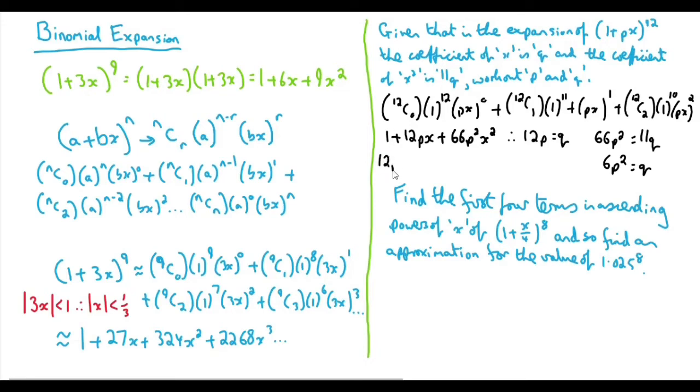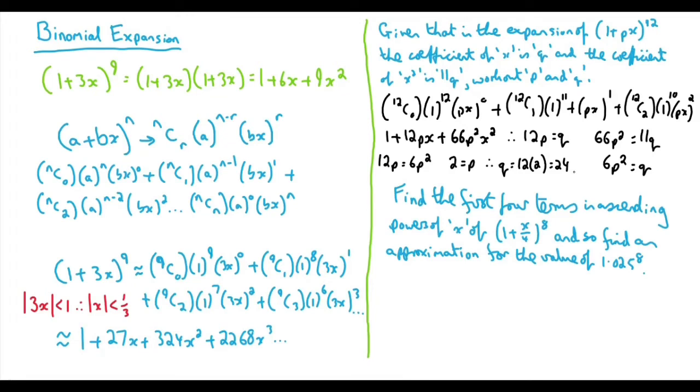So 12p equals 6p squared. Divide through by the 6, you end up with 2p equals p squared. And divide by the p, you end up with 2 equals p. Therefore, if we plug that into here, if q is 12 times p, then q will equal 12 times the 2, which makes your q value 24.